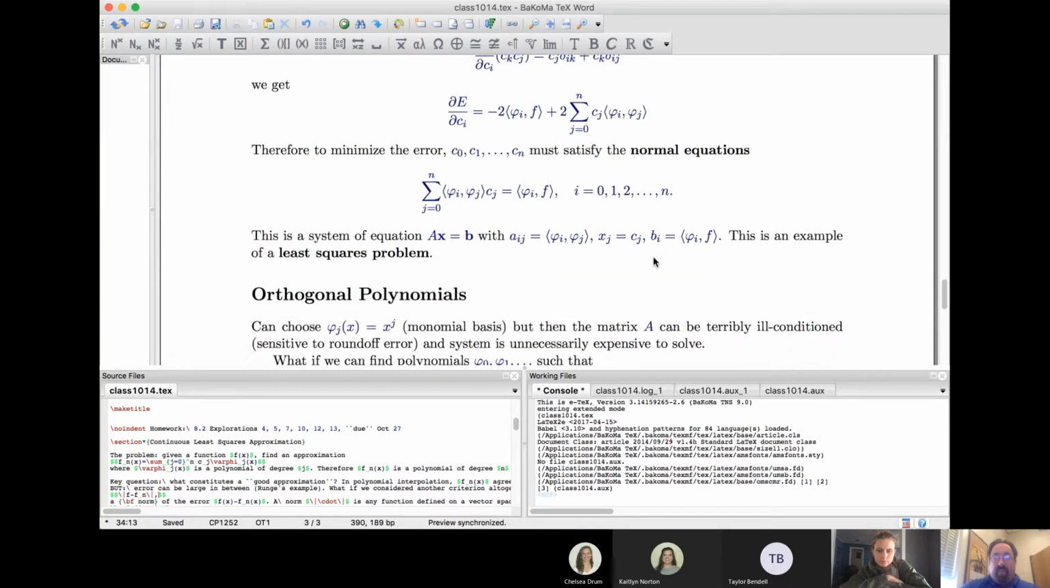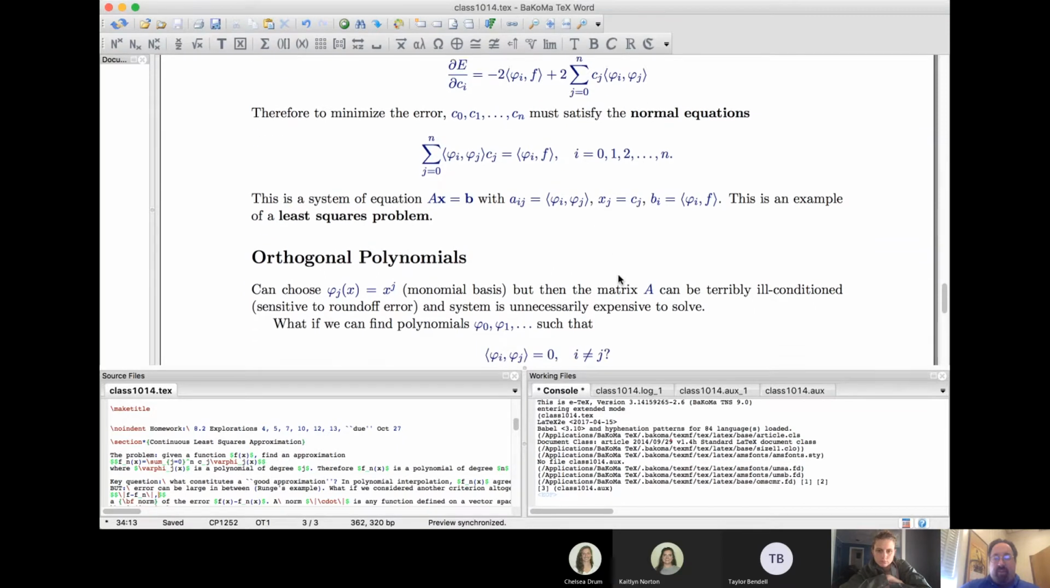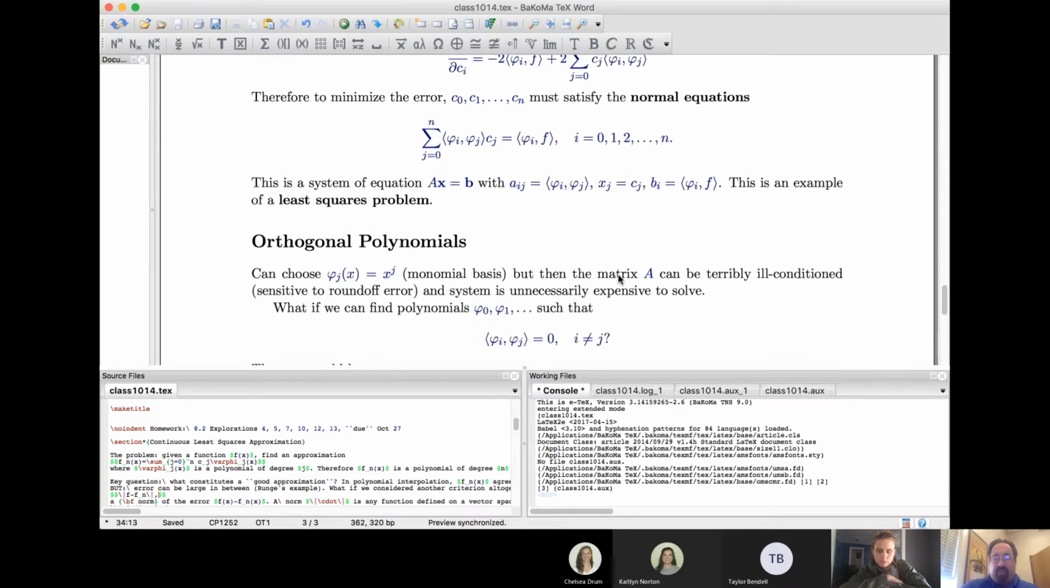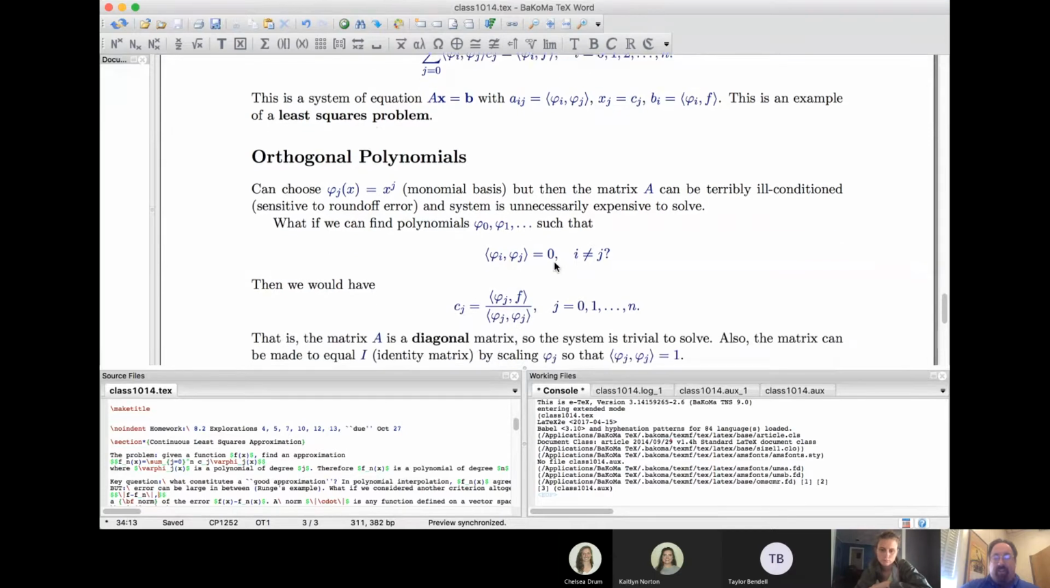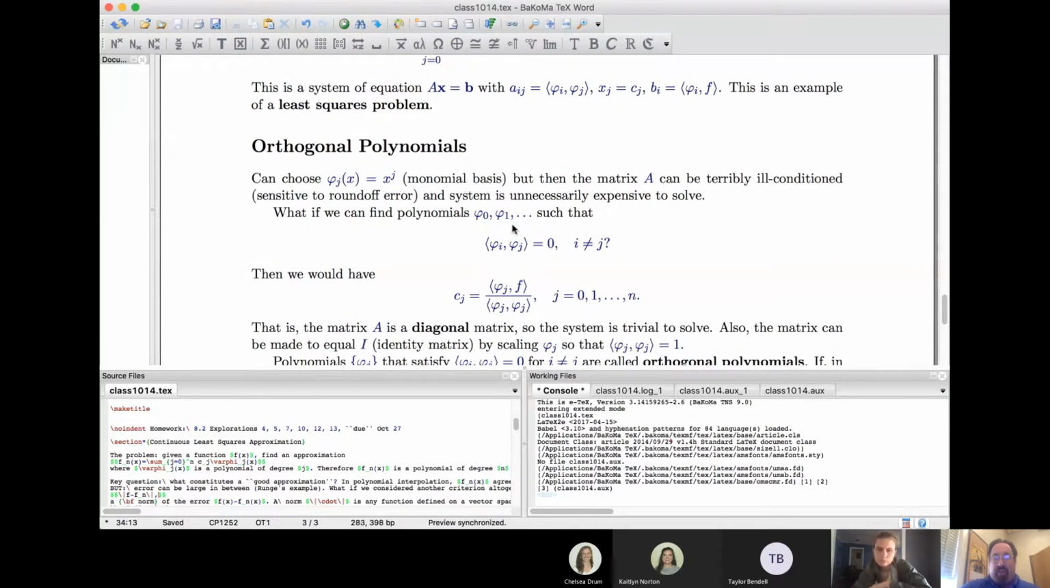So the coefficients satisfy what is called the normal equations. But to make the normal equations as simple as possible, and also to have a better conditioned system to solve, we use orthogonal polynomials. So here we don't use these. This is a monomial basis. That's actually a bad choice. If we find polynomials that are orthogonal, meaning that inner products of different polynomials among each other are equal to 0, then these are the coefficients. So we can just compute these relatively quickly.